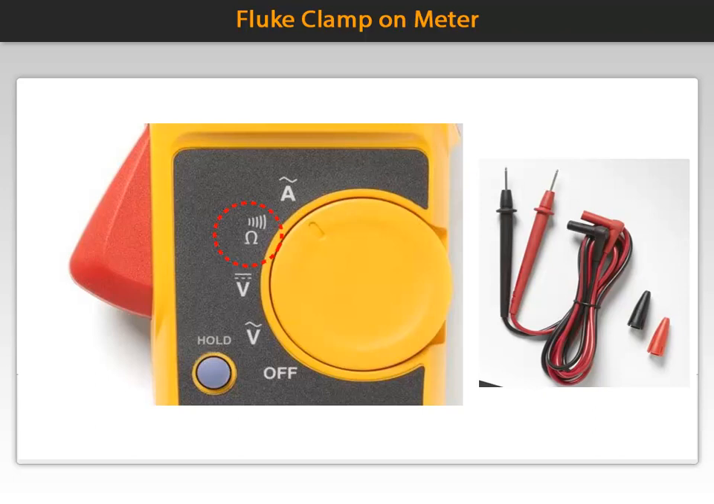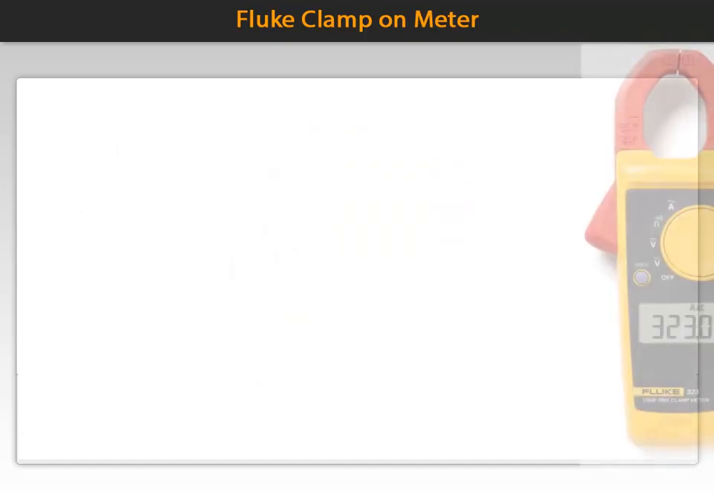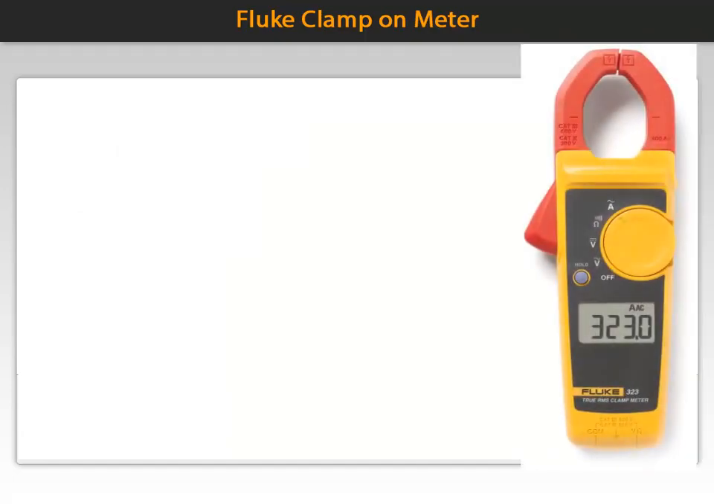Here you see the symbol for ohms. This allows you to do a continuity check. Next you see the symbol for DC, direct current voltage. And lastly is the symbol for AC, alternating current voltage. This tool is extremely helpful in troubleshooting circuitry.